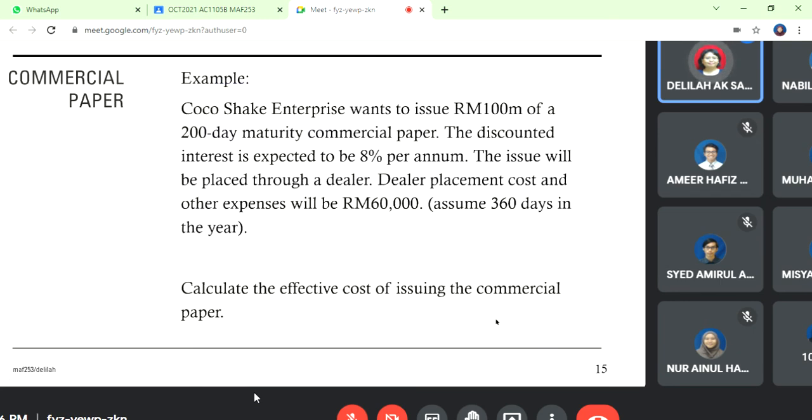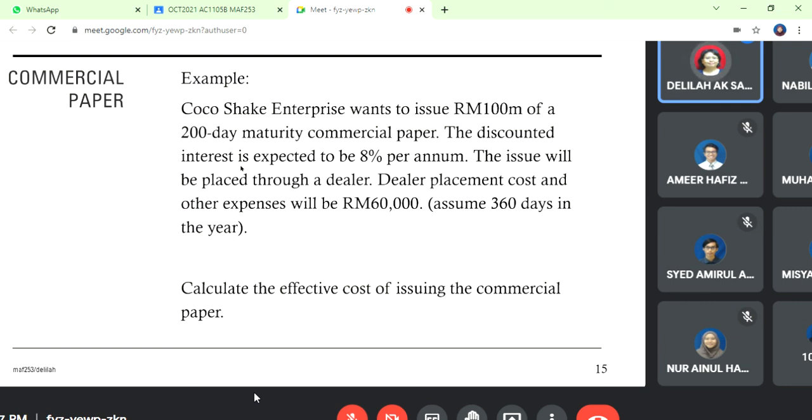When you have commercial paper, you also need to calculate the effective cost of issuing the commercial paper. So let's assume that the company that we had earlier, Coco Shake, wants to issue 100 million ringgit of promissory note or commercial paper, with a maturity period of 200 days. Okay, it uses days.